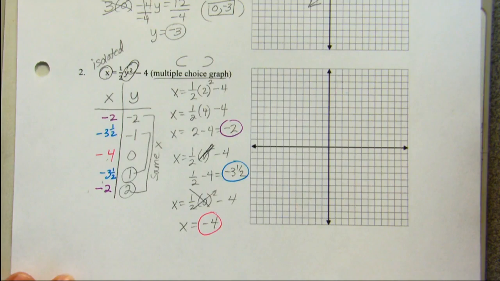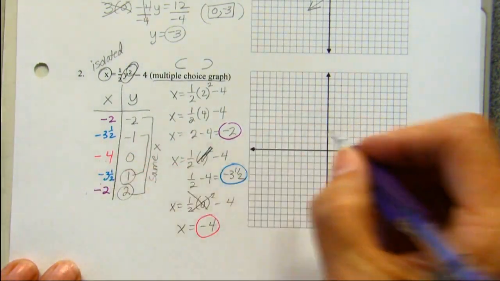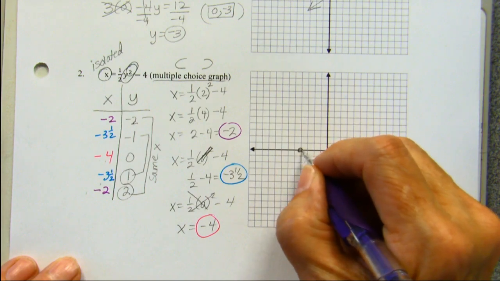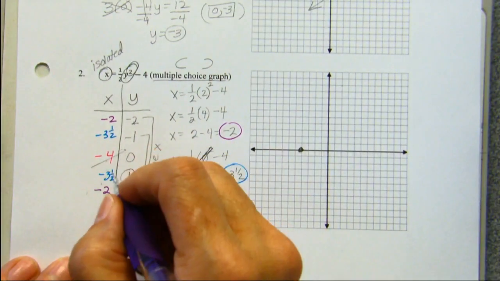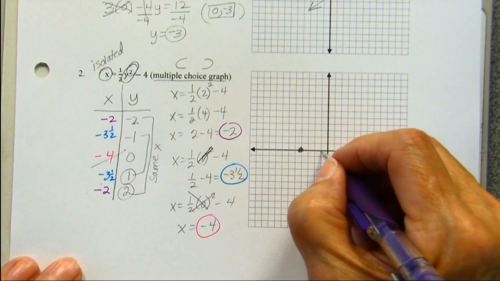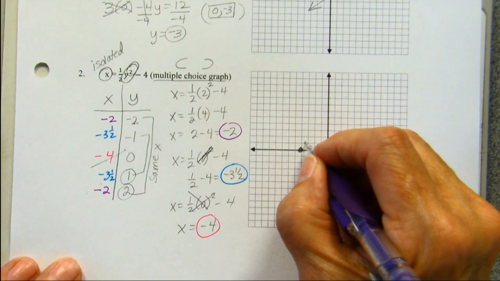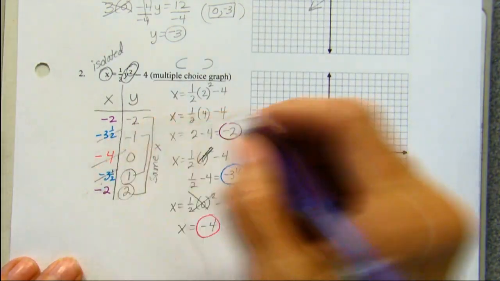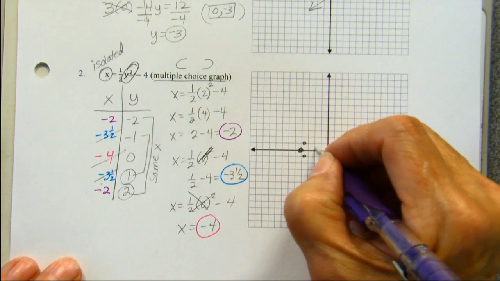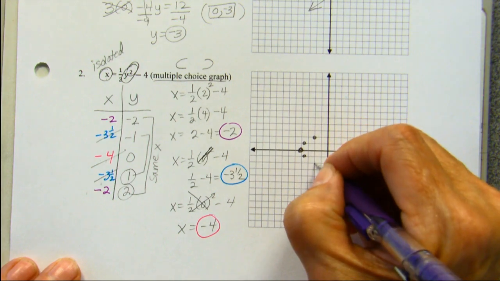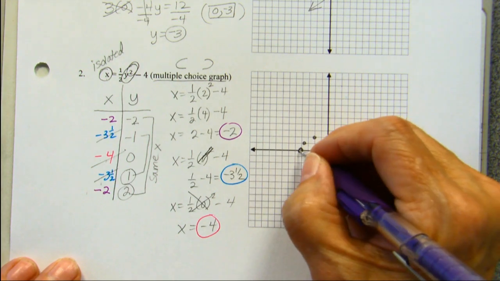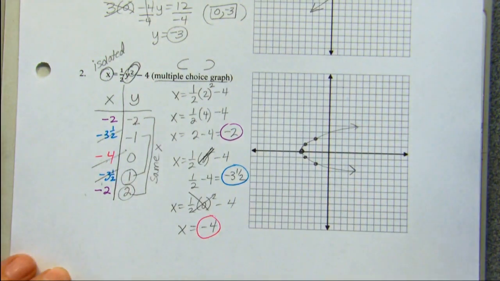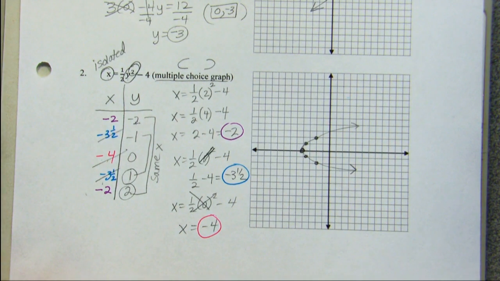Okay, and then we're going to plot that. So negative 4, 0: 1, 2, 3, 4. And then left 3.5: 1, 2, 3 and halfway. 1 is up and negative 1 down. And then go negative 2 and we go up to 2 and down to 2. And there's your sideways parabola.